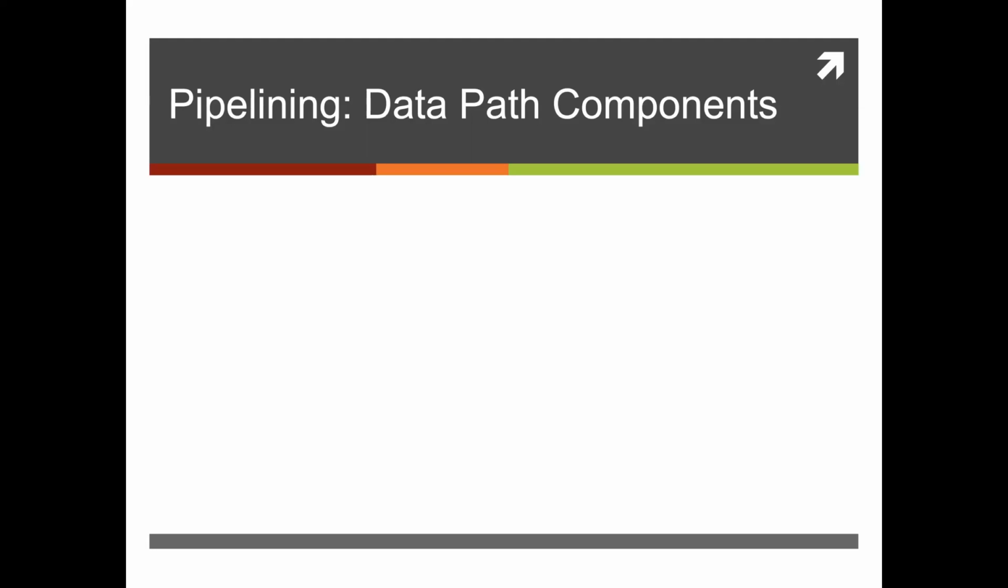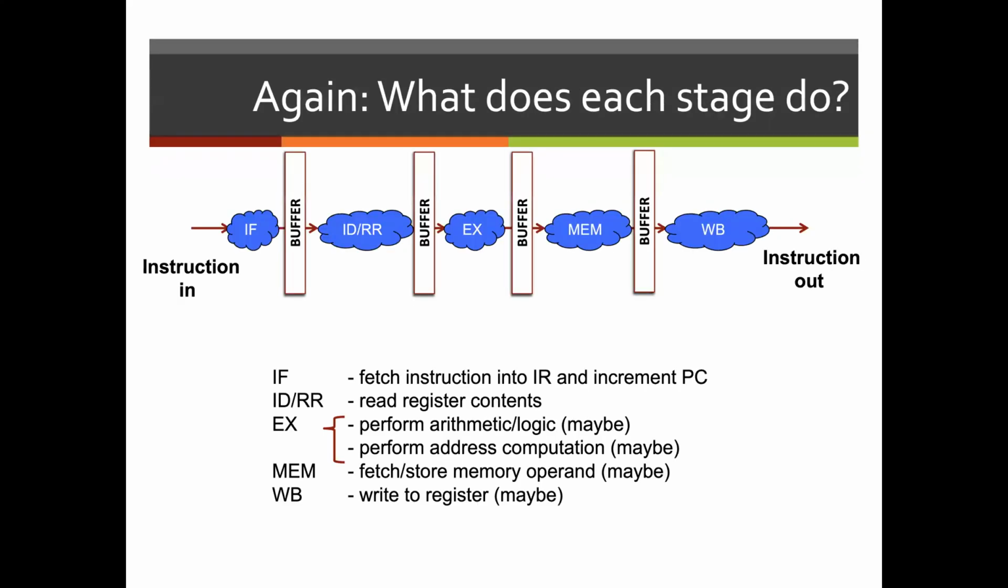In our previous lesson, we discussed specific elements that were needed to be added to our instruction pipeline, such as buffers between each of the stages. And so now we'll talk more in detail about some of the data path components that additionally need to be added for our pipeline.